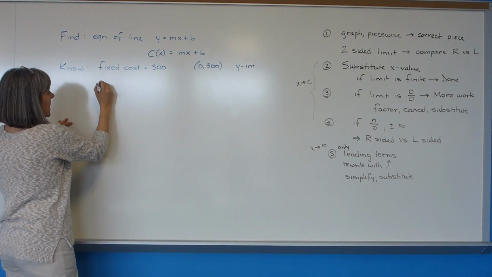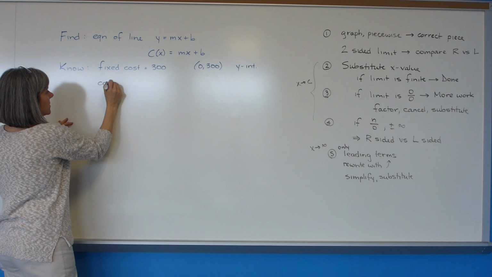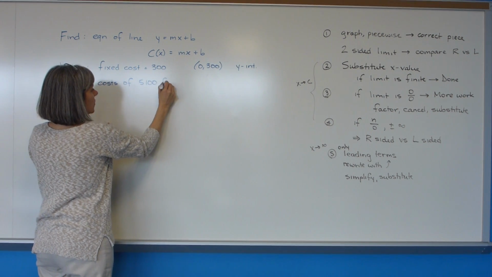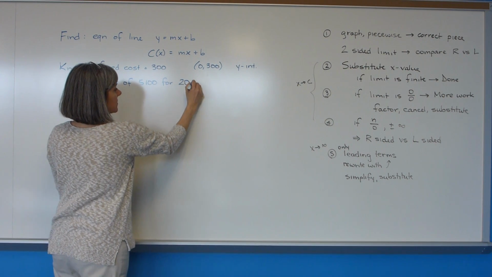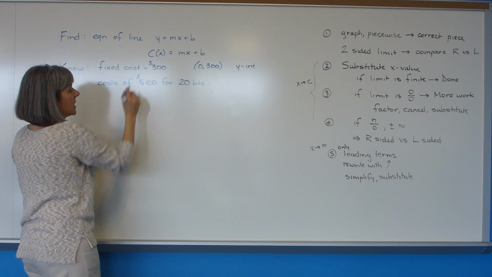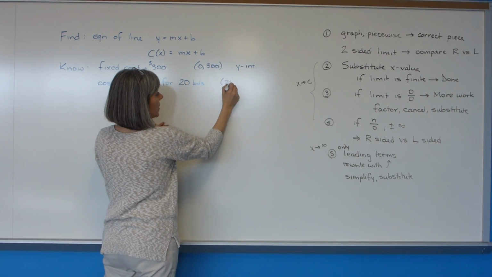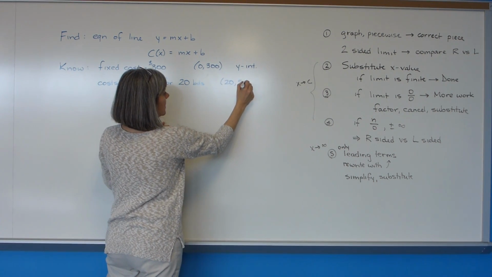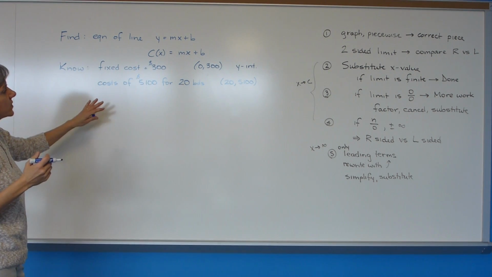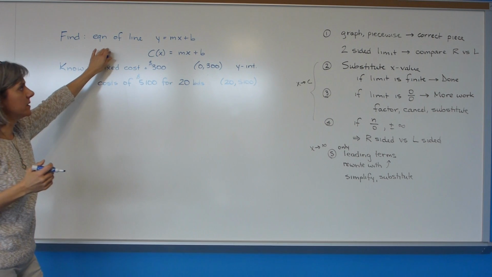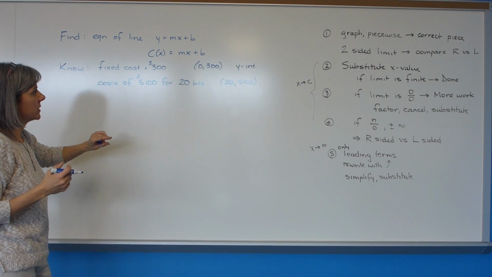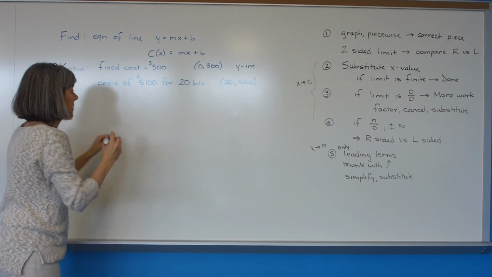Right? What's my second set? I know that I have costs of $5,100 for 20 boards. So I can write a point, (20, 5100). Okay, so I'm trying to find the equation of a line. I need m and b. I can use two points, or a point and a slope. I have two points, so I can find the slope, so I'll do that.